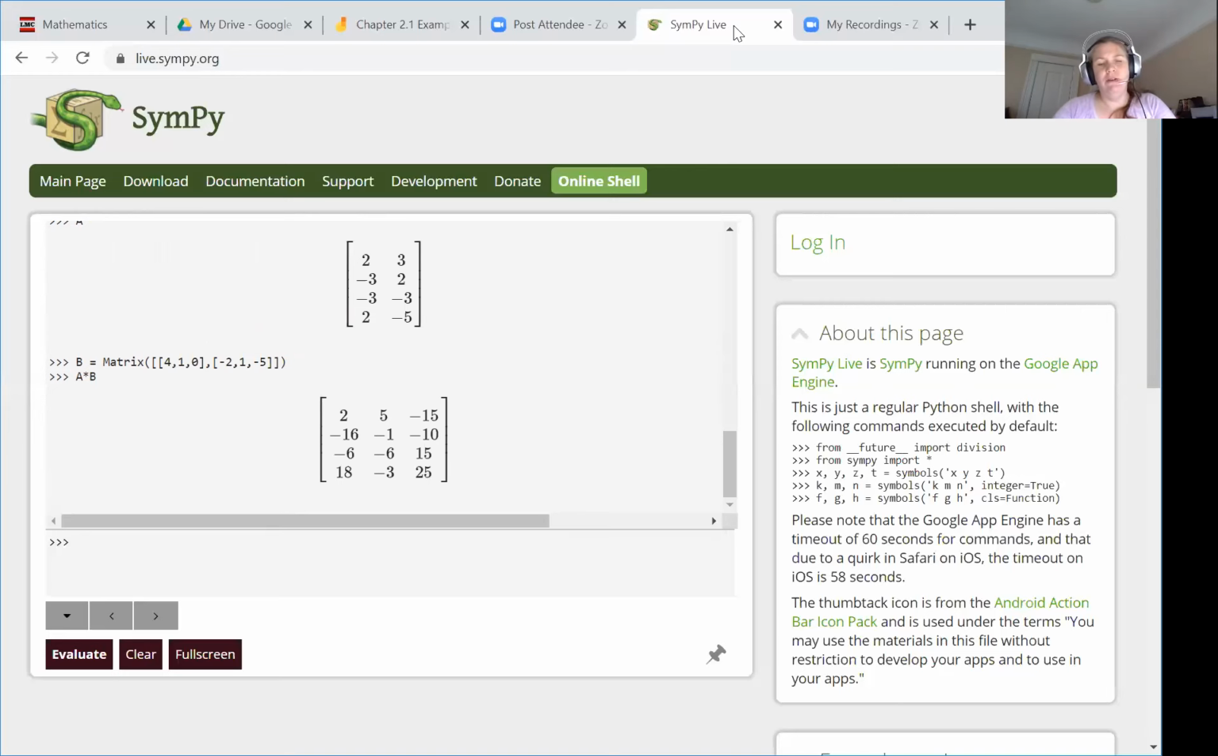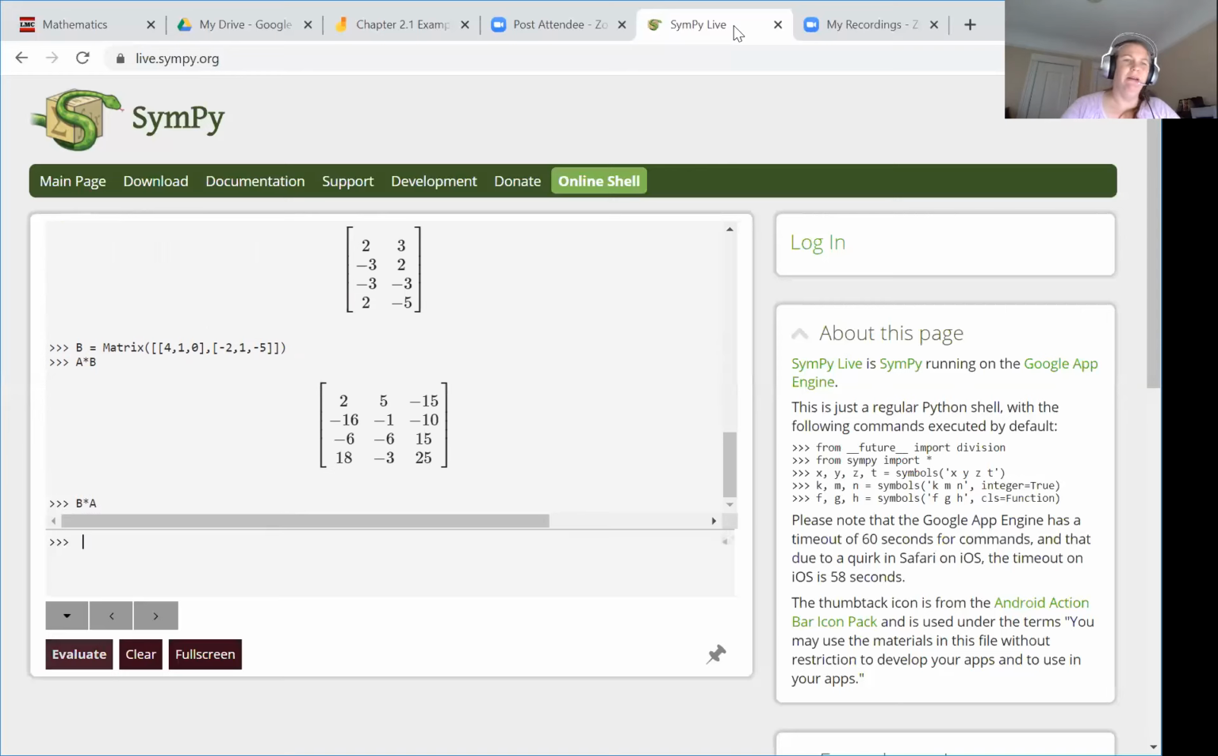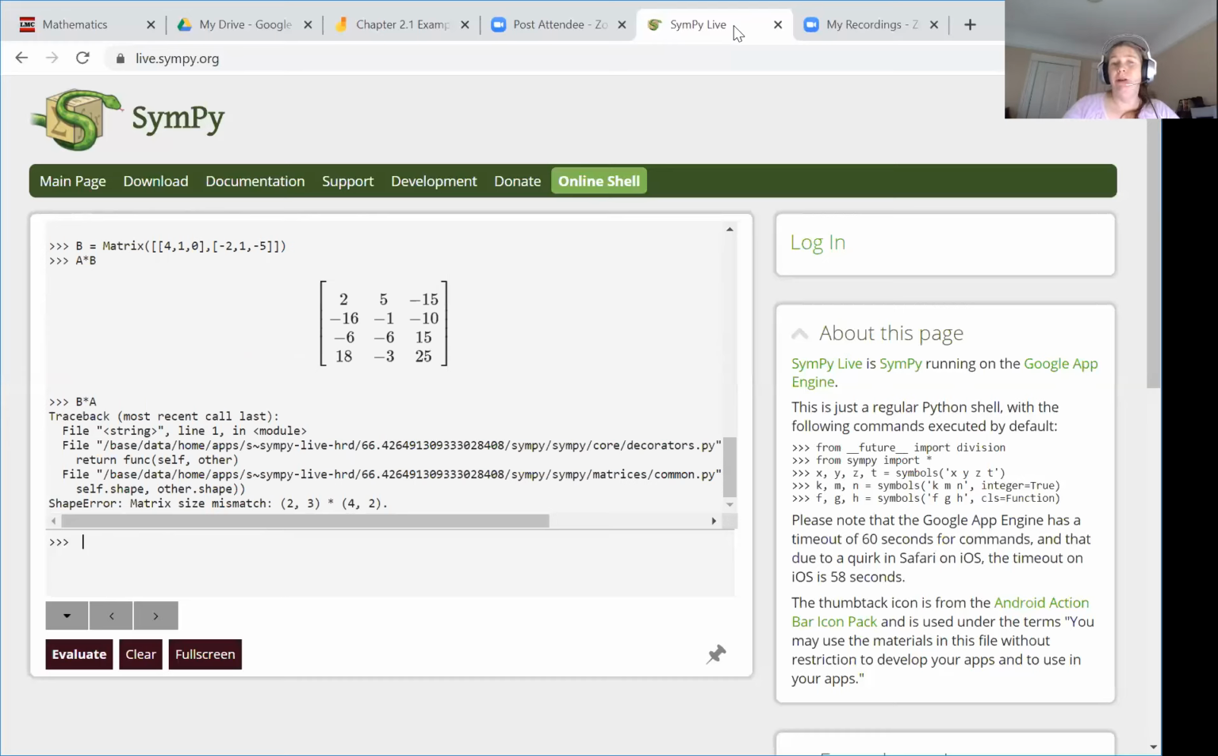Let's look what happens if I try to do matrix B times matrix A. I get a dimension mismatch error. You can see here the last line tells me I've got a shape error, matrix size mismatch, and you can't multiply a 2x3 matrix by a 4x2 matrix. But as we saw, you can multiply a 4x2 matrix by a 2x3 matrix. So you can do some matrix multiplication practice by hand and then check your calculations using SymPy.